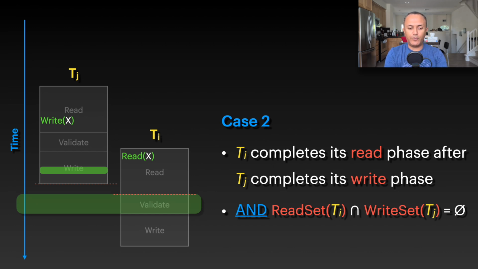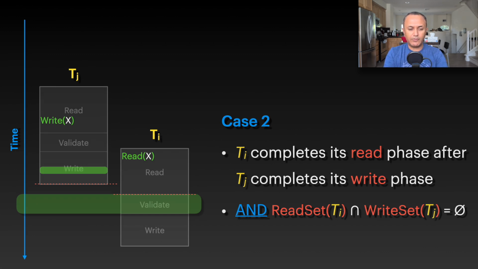So if we have something like this, then this validation will not be successful. But if we do not have any object that is written by Tj and read by Ti, then even though there is an overlap between the two transactions, we do not have a serializability issue, and we can say that the validation is successful in this case.